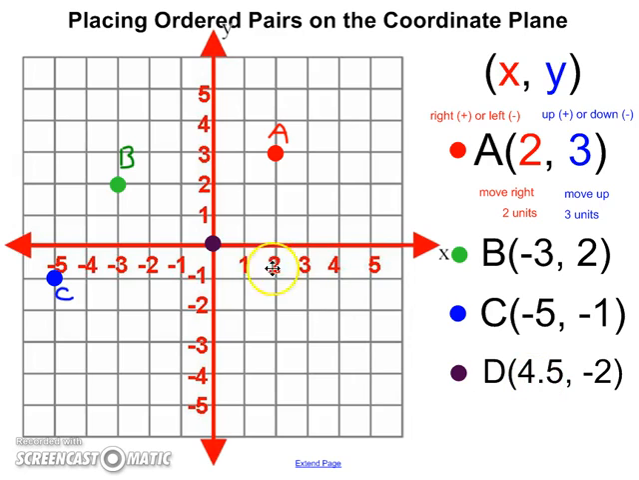But 4.5, that means I'm going to go to the right 4 and then a half. So I'm going to have to approximate where a half is going right and left. So it's about in the middle, right? About halfway between 4 and 5. And then -2 tells me to go down 2.